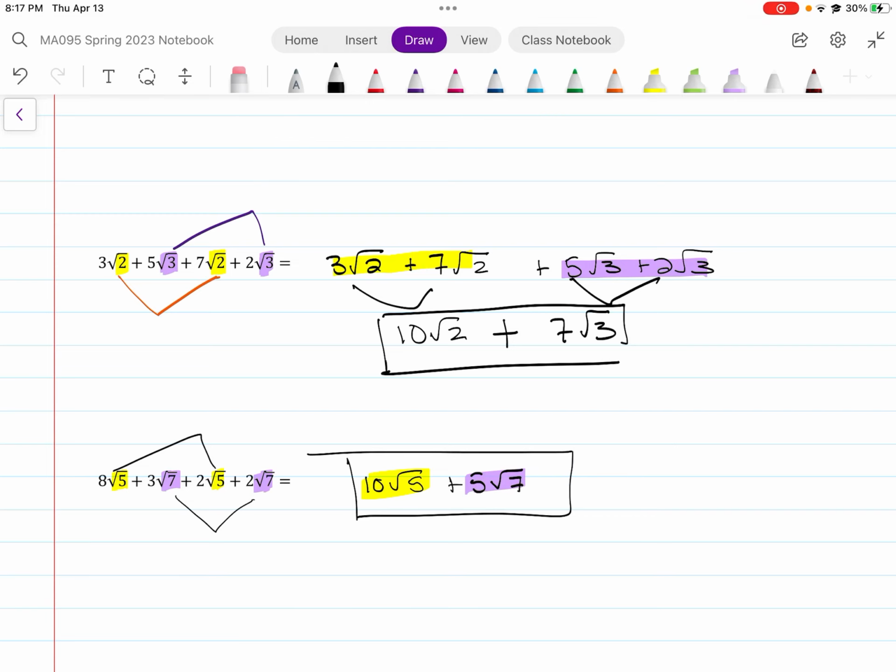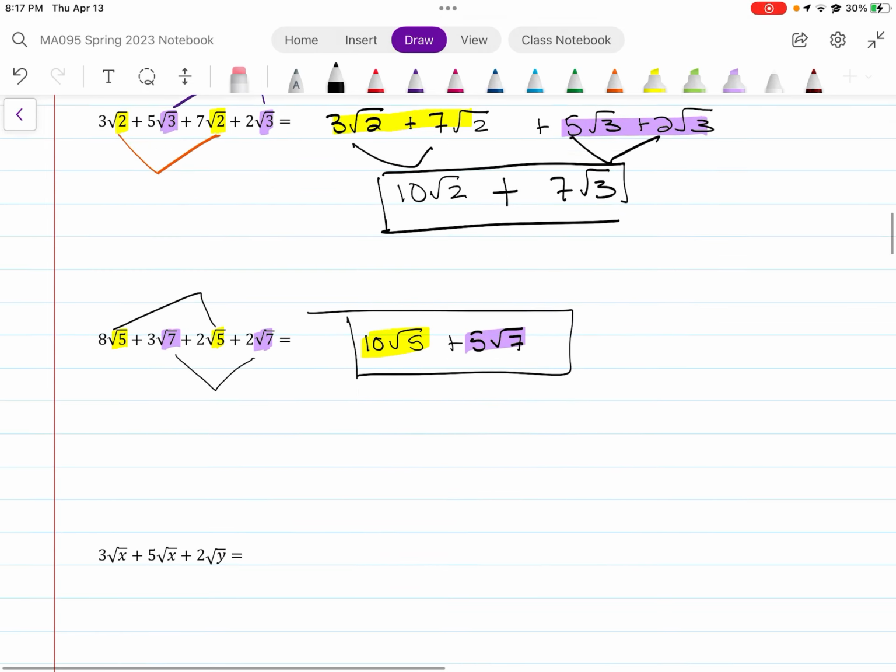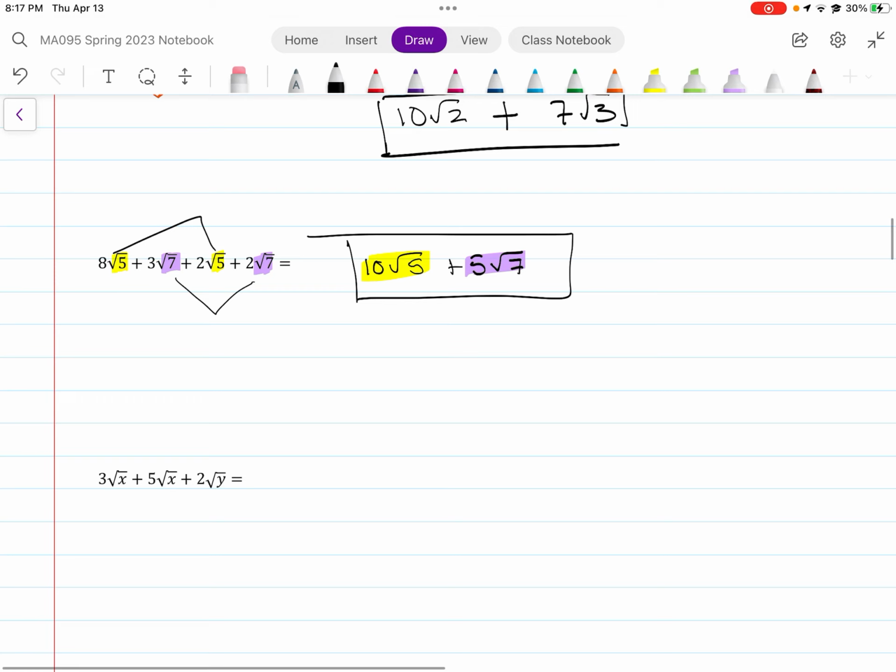There's no more you can do to combine those. All right. So this one, now we are having variables in there. So these two are like terms. This one is not, and it has nothing to combine with. So the first two here are going to combine together, the 3 and the 5 square root of x. So we get 8 square root of x. And then we're still left with this 2 square root of y. So we've got this one and this one. And that's our final answer.